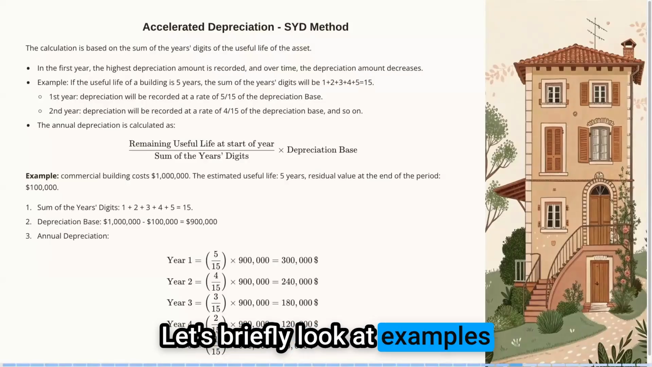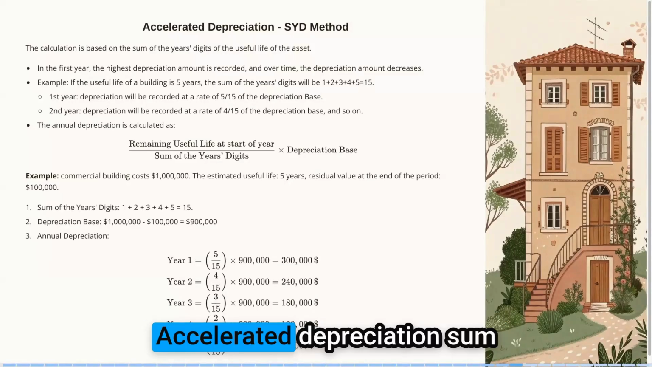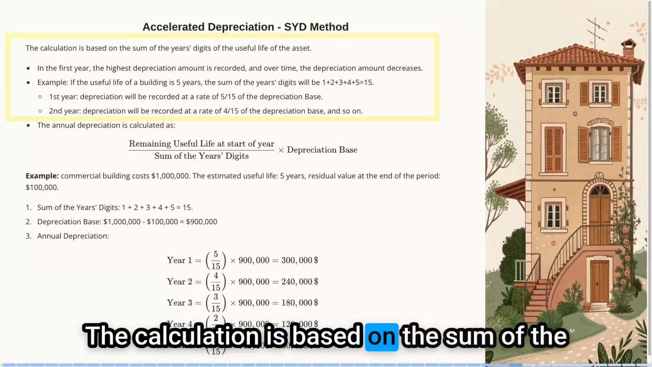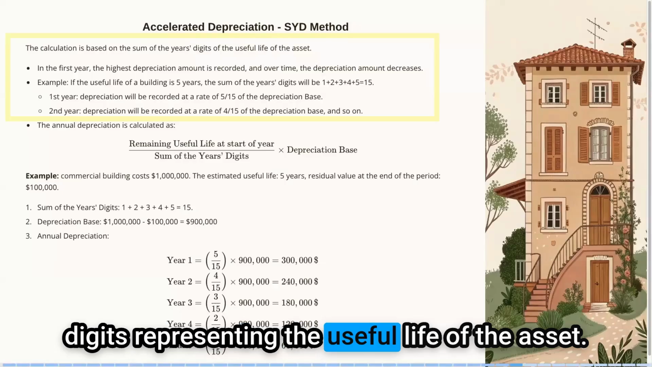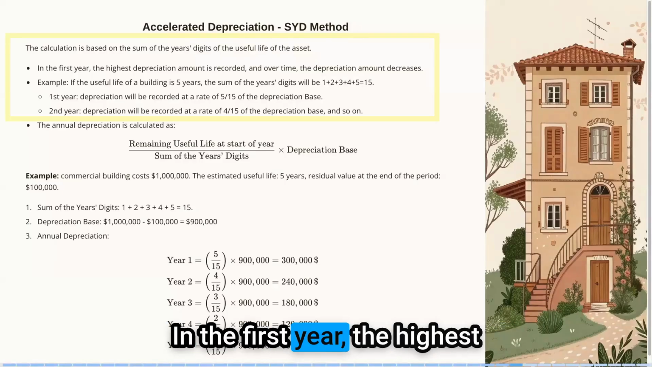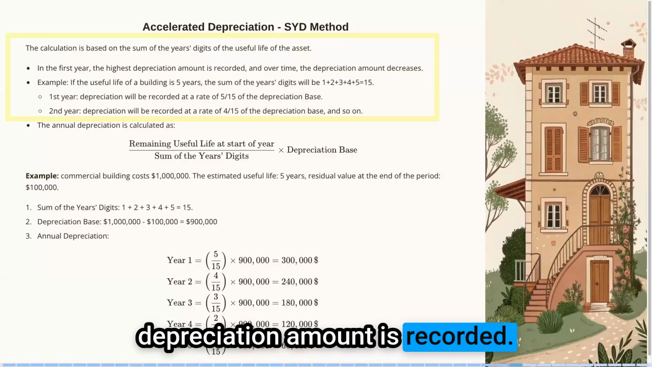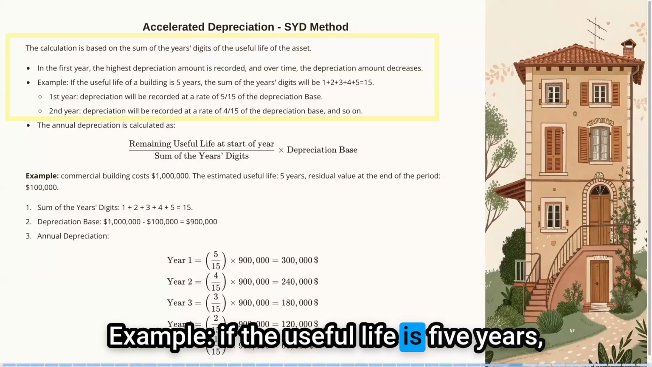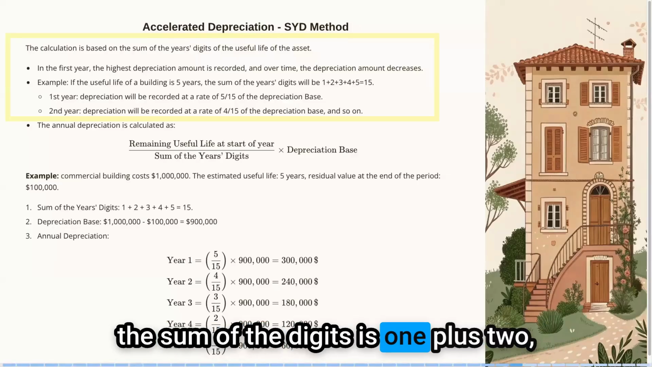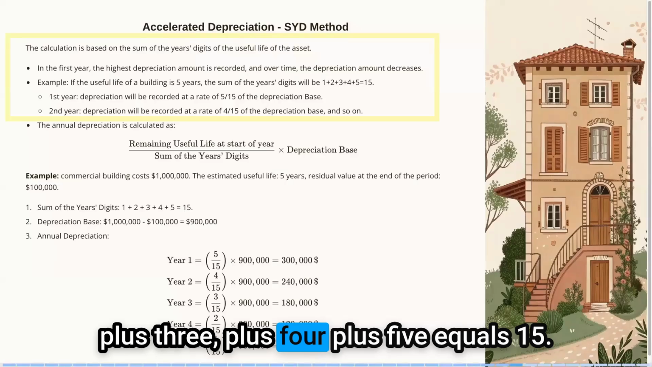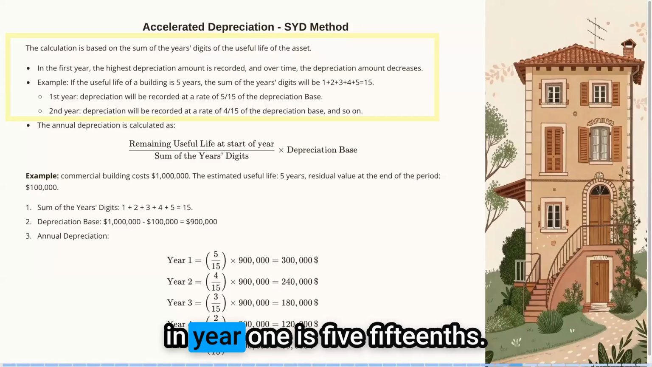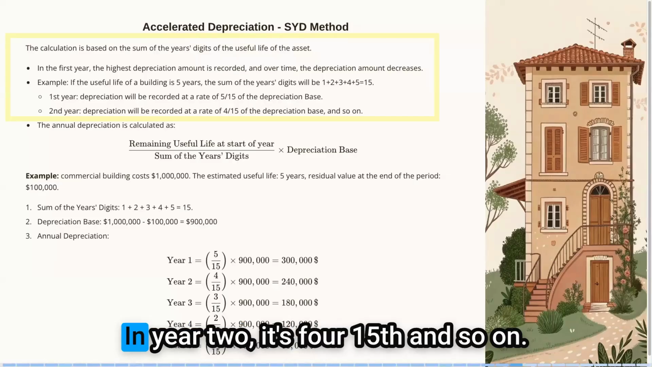Let's briefly look at examples of the two methods mentioned. Accelerated depreciation, sum of the year's digits method. The calculation is based on the sum of the digits representing the useful life of the asset. In the first year, the highest depreciation amount is recorded, and the amount decreases over time. For example, if the useful life is 5 years, the sum of the digits is 1 plus 2 plus 3 plus 4 plus 5 equals 15. So for a 5-year asset, the fraction in year 1 is 5/15. In year 2, it's 4/15, and so on.